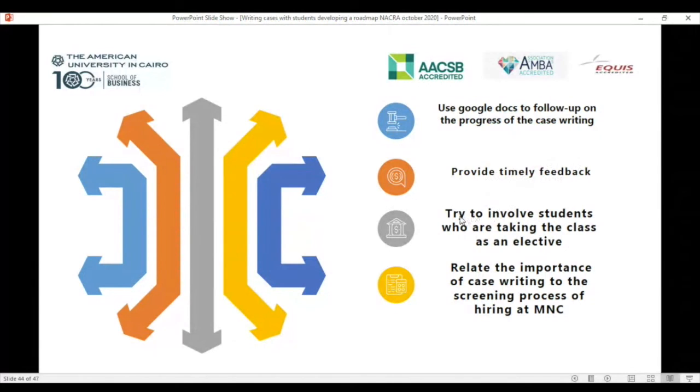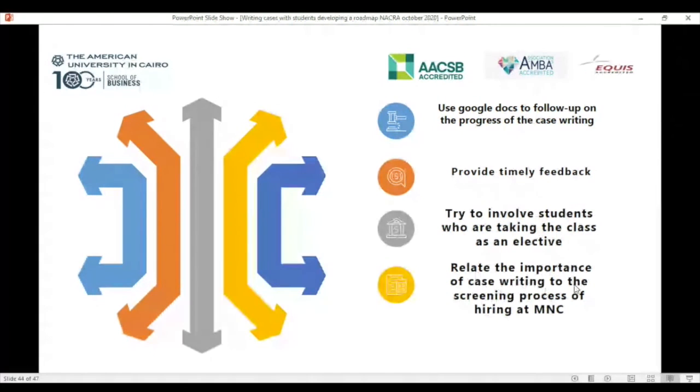Also, it is advised to involve students who are taking the class as an elective. I mentioned that because there is a problem, and I will give an example that happened with me during the family business course. Some of the students do not have a family business, so there is a need to always get their feedback on how they are feeling about the course, how they are feeling about the approach and the methodology, and how they can benefit from the case writing in the family business.